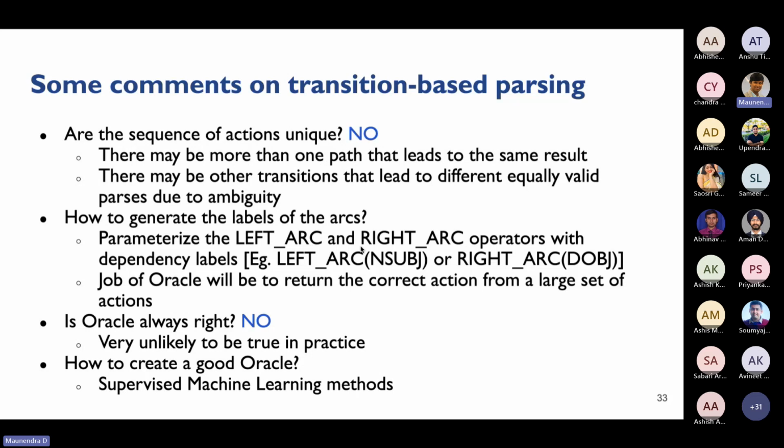Parameterize the left arc and right arc operators with dependency labels like left arc nsubject or right arc dobject. And the job of the oracle will be to return the correct action from a large set of actions. Now the set of actions become larger, right? If you consider this combination as the action. And is the oracle always right? No, it may give incorrect response. And how to create a good oracle? Supervised methods.